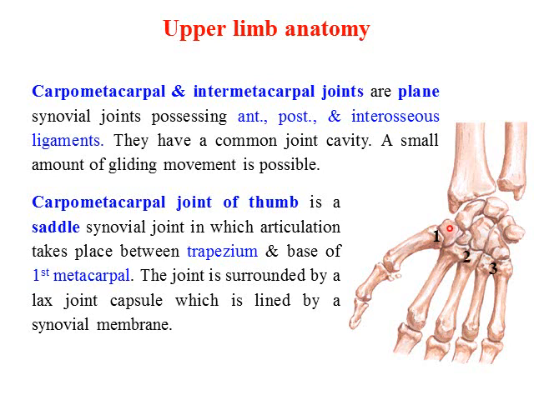The carpometacarpal joint of the thumb is a saddle type of synovial joint, which differs from the others that are plain, in which articulation takes place between the trapezium and the first metacarpal bone of the thumb. The joint is surrounded by a lax joint capsule, which is lined by a synovial membrane.